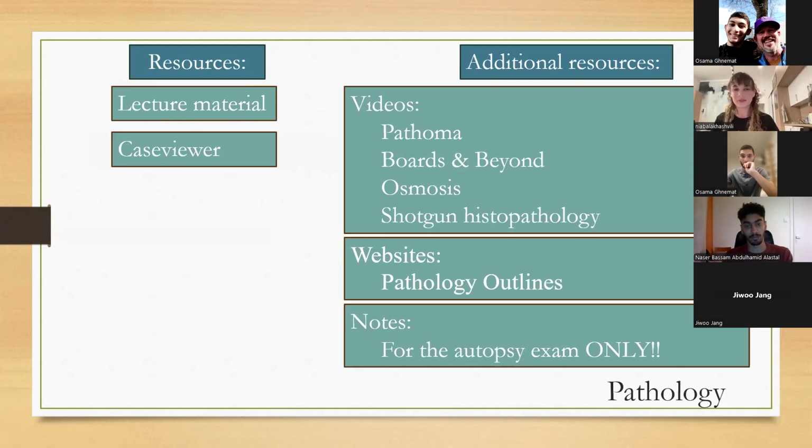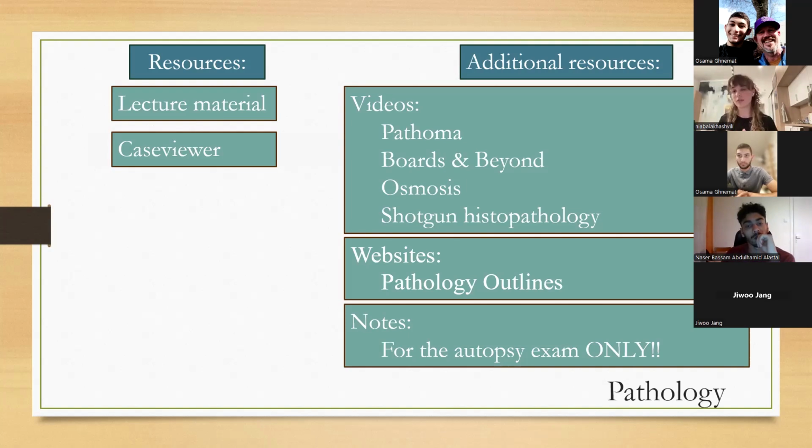The next one, please. The lecture material is really, really important. You don't need anything else other than the lecture material. And the case viewer is for histopathology. You will sign in and see the slides themselves, and you can zoom in and see what's wrong, which was the dead tissue or anything. So you can see what is wrong with the slide.